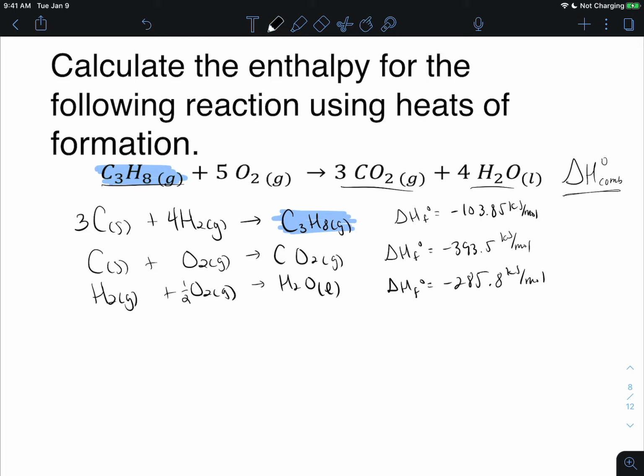So we have C3H8 gas goes to 3C solid plus 4H2 gas. That has a delta H of 103.85 kilojoules per mole. It is no longer a formation because we flipped it, so we're just going to keep it as a delta H naught. Next, don't even pay attention to any of your elemental forms here. They will balance themselves out.